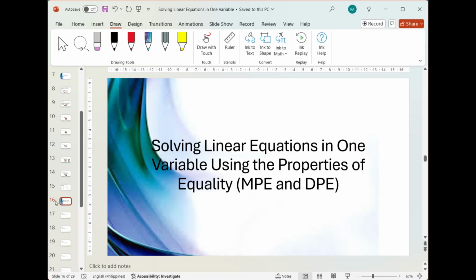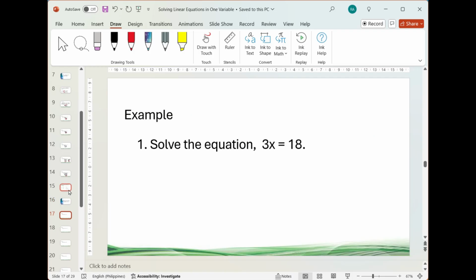So moving on with our discussion, so kanina gumamit tayo ng transposition, dito naman gagamit naman tayo ng MPE at saka DPE in solving linear equations in one variable. So let's have our first example. So let us solve the equation 3x is equal to 18. So kopyahin natin si 3x is equal to 18.